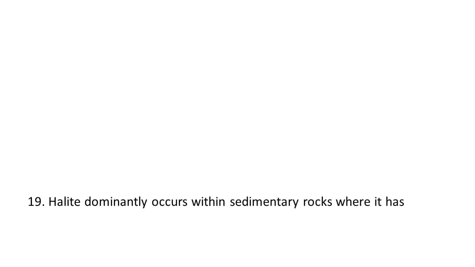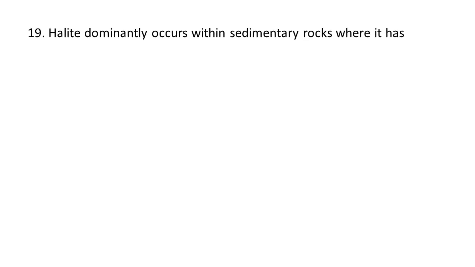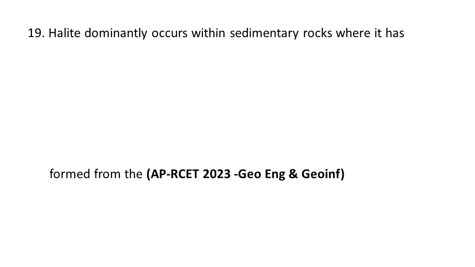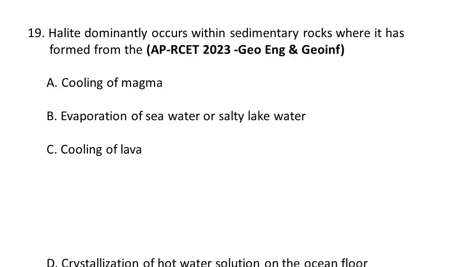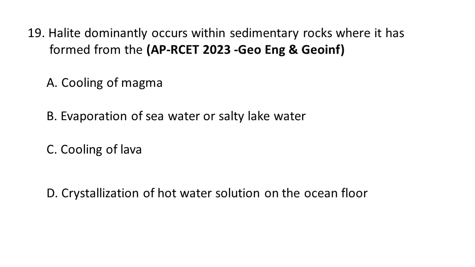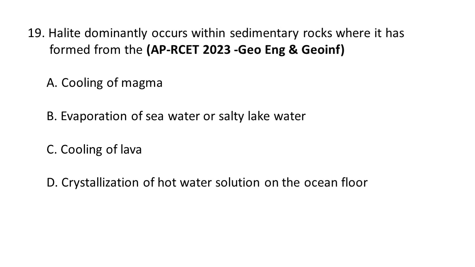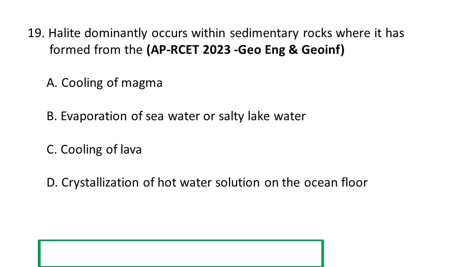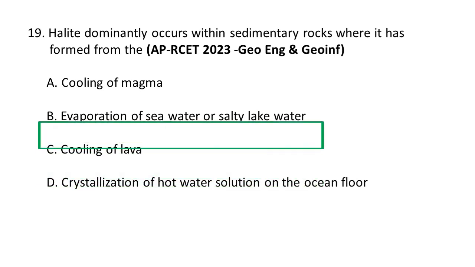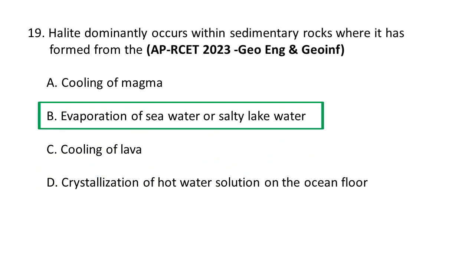Next question. Halite dominantly occurs within sedimentary rocks where it has formed from A. cooling of magma, B. evaporation of sea water or salty lake water, C. cooling of lava, D. crystallization of hot water solution on the ocean floor. Halite, that is NaCl, commonly occurs within sedimentary rocks, formed from the evaporation of sea water or salty lake water. So B is the correct option.